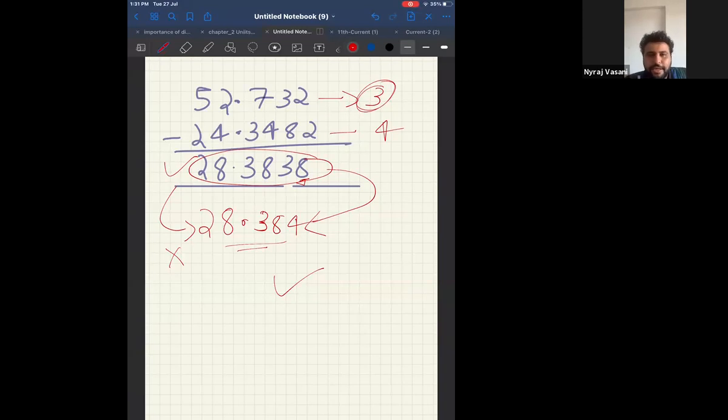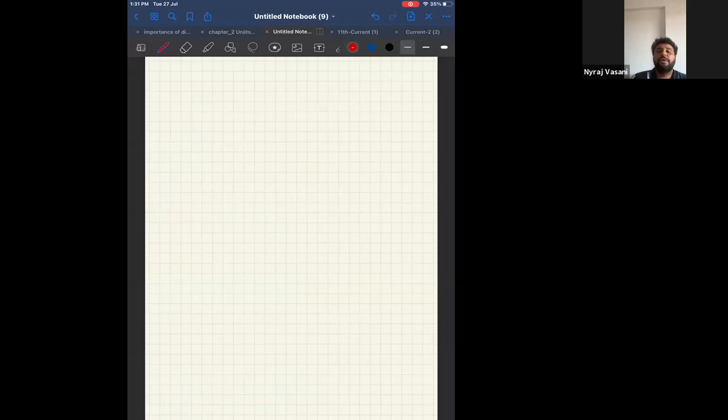See, numbers might change. So what is the rule? The least number of decimal places has to be applied. Is it clear? Now we will apply the same rule for multiplication and division. So write down significant figures in multiplication, division.